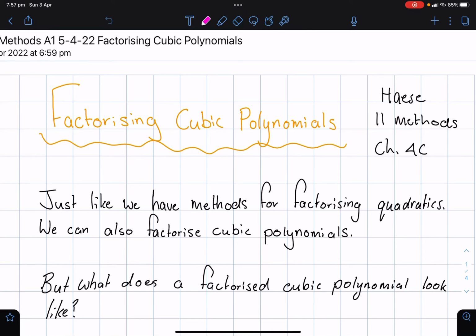G'day team, welcome back. We are still continuing on with our polynomial work. Today we're going to be looking at factorising cubic polynomials.